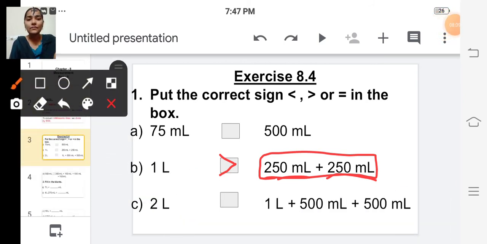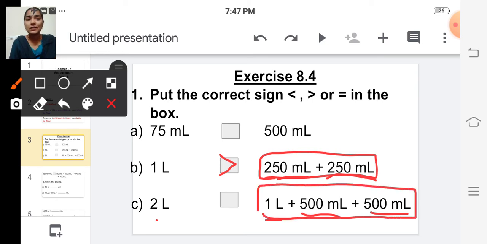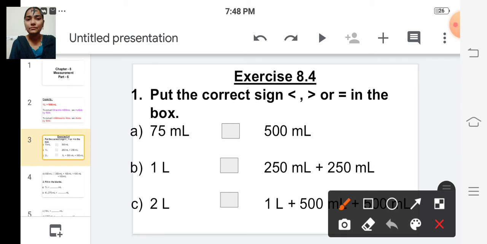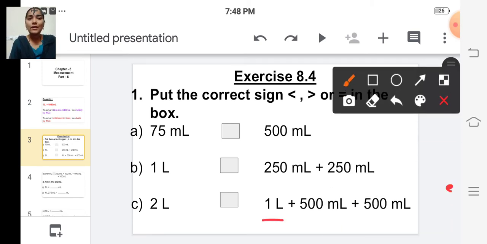And the third one: 2 liter, and here 1 liter plus 500 milliliter plus 500 milliliter. So in the first step, what do we have to do? We have to simplify this into a single term, right? So we have to add. Here 1 liter, here milliliter and here milliliter. So we have to convert this liter into milliliter.